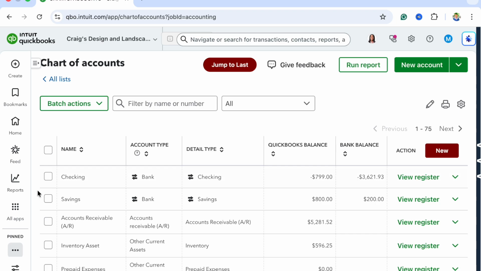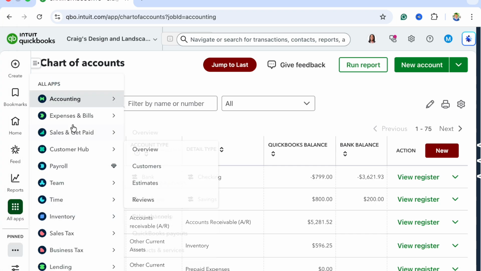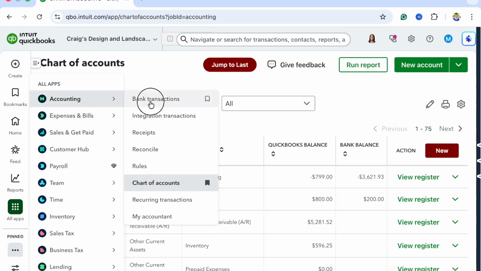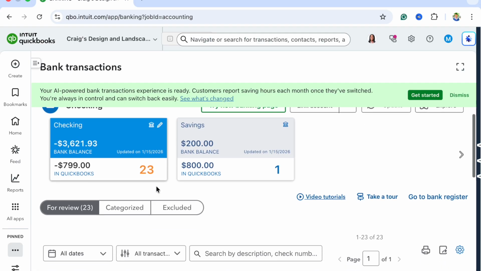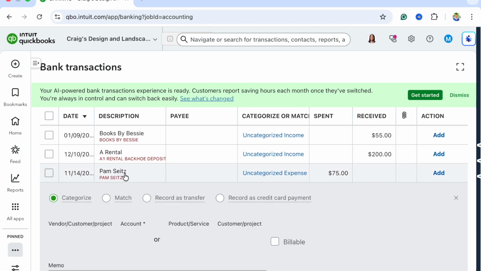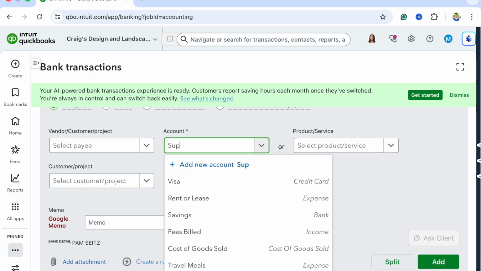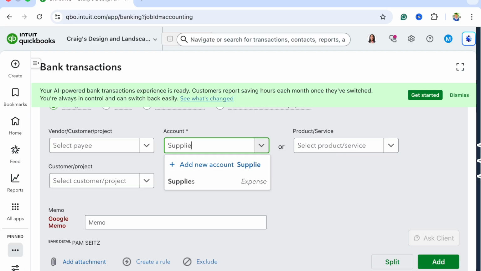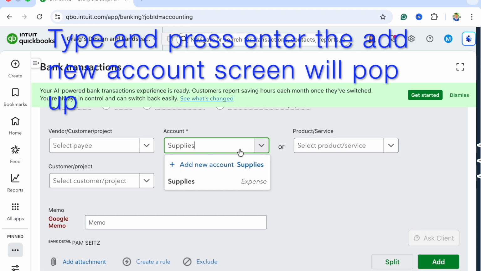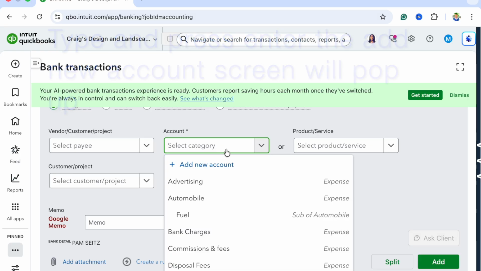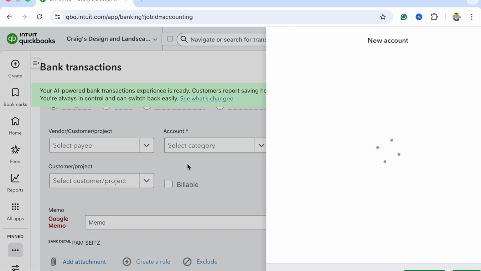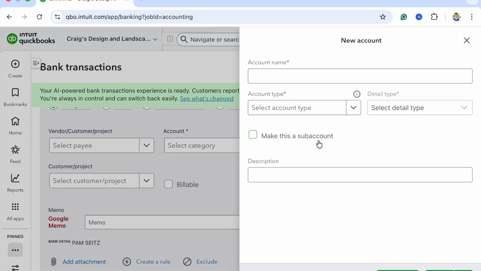The next way that you can also create a chart of accounts account is in the bank transactions, and you select any of these. Let's select PAM. Let's say that I want to create a supplies account. I can create it here, but I want this supplies account to be a cost of goods sold. I can type here, or I can click add new, or you can just go into this box and click add new there, and you'll be able to create a new chart of accounts account from in there.